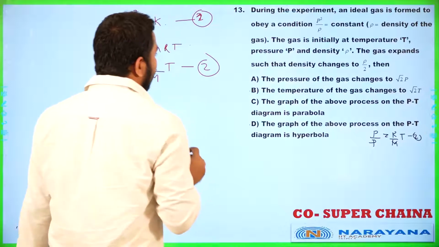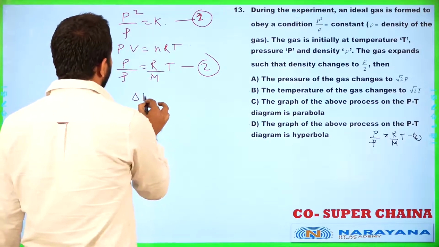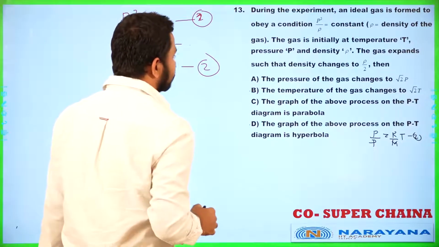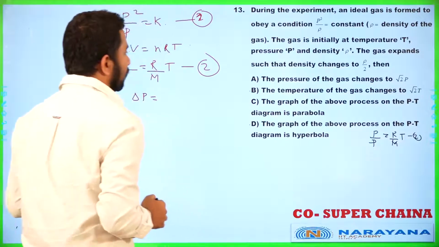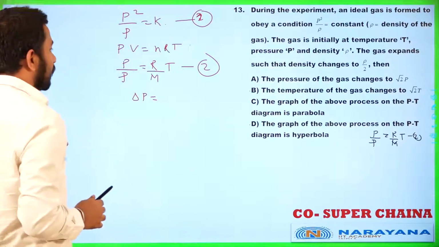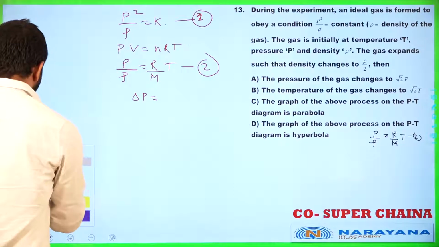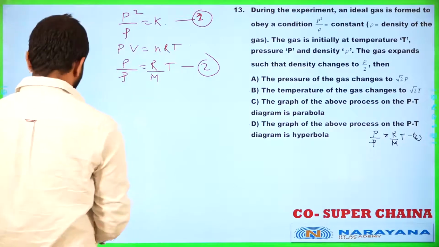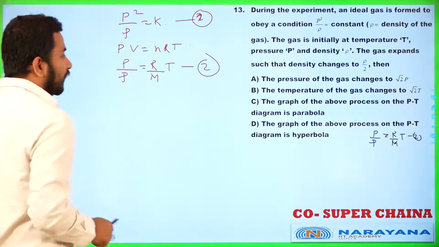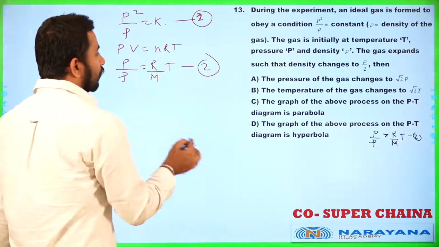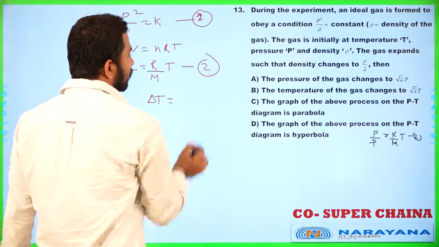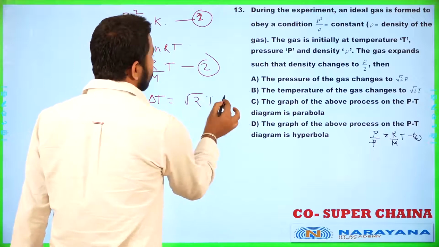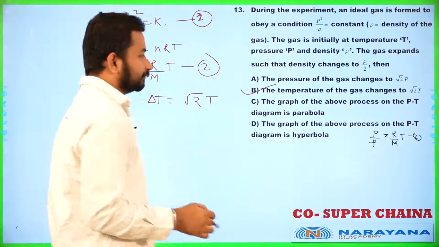I'll get the pressure change here, the delta P. I can get here the temperature of the gas. How much is the temperature change here? I'll use equation 1 and equation 2 and I can calculate here the temperature change. So delta T will be coming as root 2 times T. So this is the option.